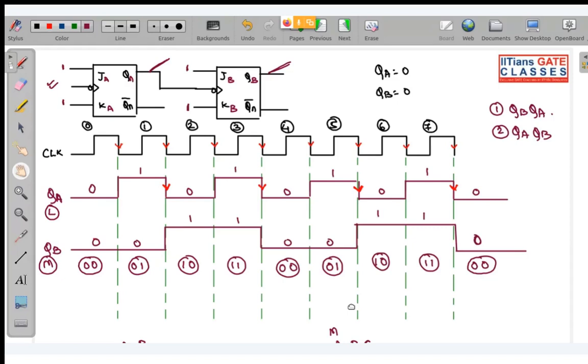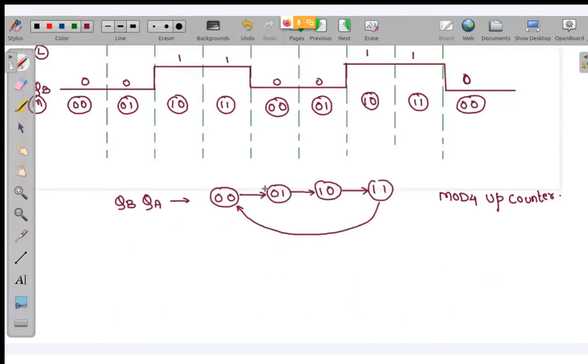So if you take your output from QB QA, your counting sequence is 0,0, from 0,0 to 0,1, from 0,1 to 1,0, to 1,1, and then again back to 0,0. So this is basically a mod 4 up counter. Why so? Because you can see there are 4 states over here. That is why mod 4, and it is up counting from 0, meaning in ascending order, 0, 1, 2, 3, then again back to 0.